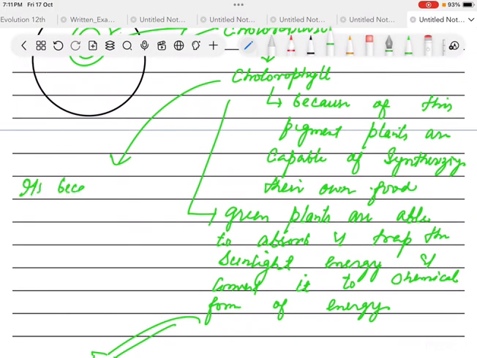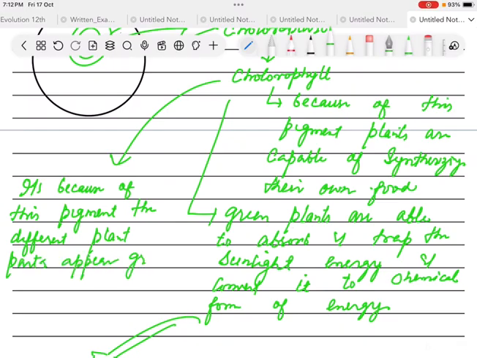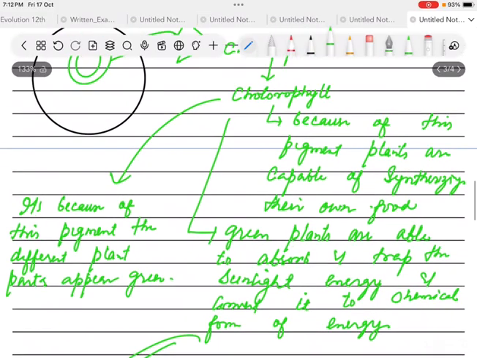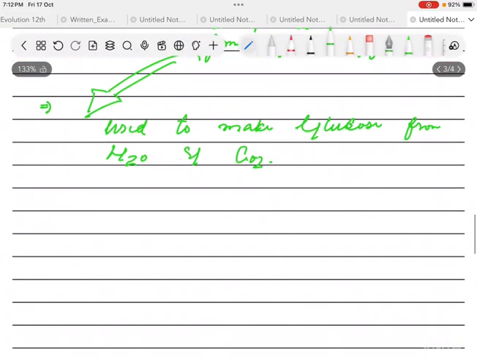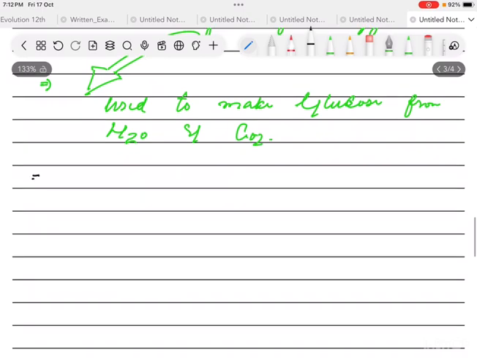Fine. And it is because of this chlorophyll, it is because of this pigment, that the different plant parts appear green to us. Plant parts appear green. Fine. It's because of this chlorophyll. Chlorophyll imparts green color to the plant parts, like leaves, and sometimes some plants have stems that are green as well. Fine. Now we have reached a point where we can define the process of photosynthesis.